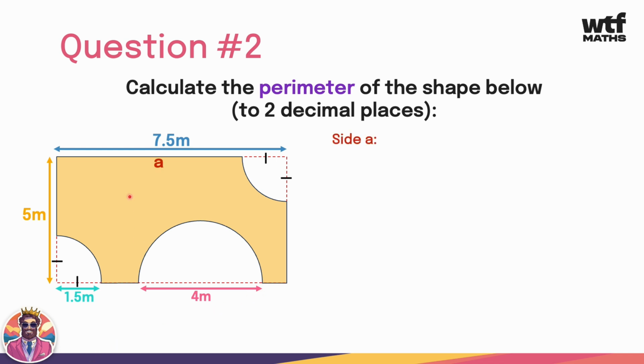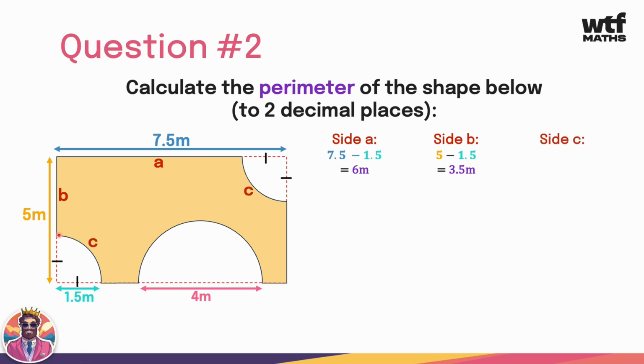First of all, side A, which I'm calling this length here. This would be 7.5, take away this little segment here. Now, because of the dashes, I know this is 1.5. So 7.5 take 1.5 is 6 meters. Side B would be similar. It's 5 meters, but we're taking away the 1.5. So that should be 3.5 meters.